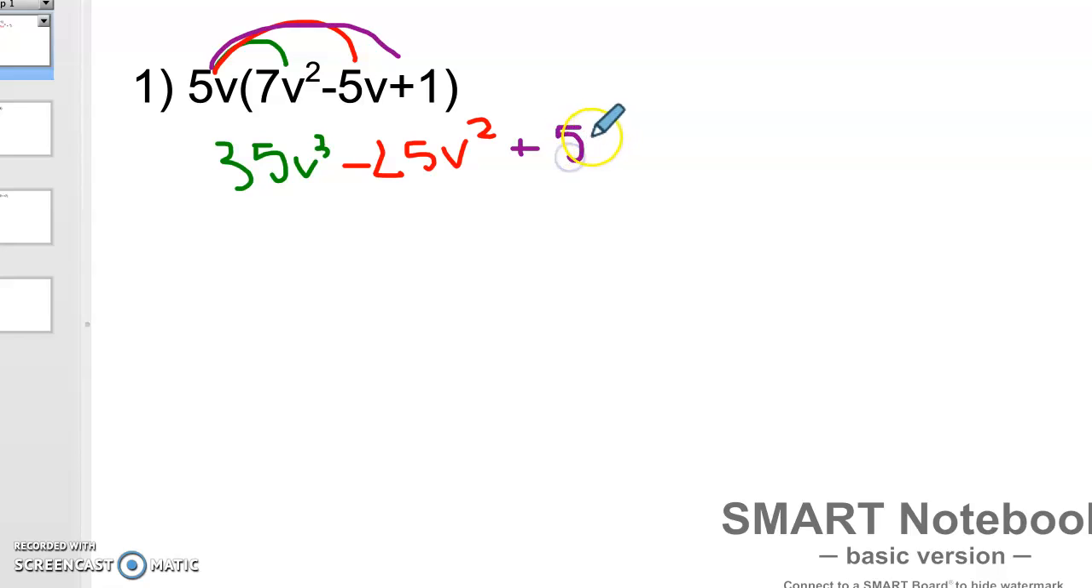Notice our answer is in standard form because it's the highest exponent, then the next highest, then the lowest. We don't have to add anything together because we have no like terms since the variables and the exponents aren't the same, and we leave our answer as is.